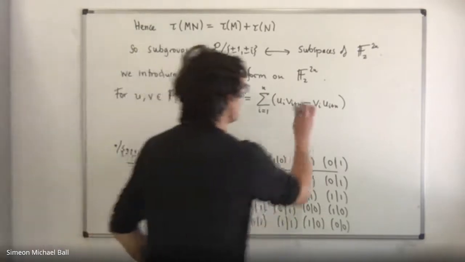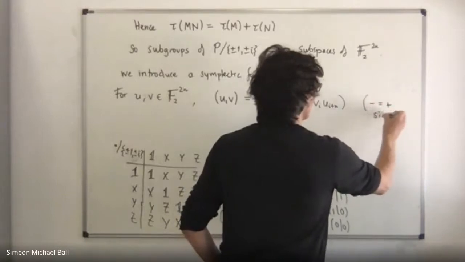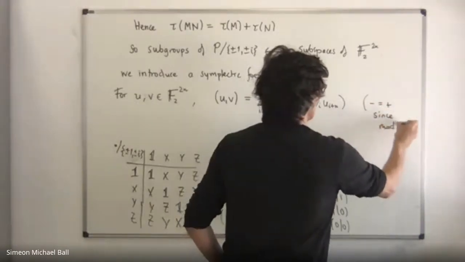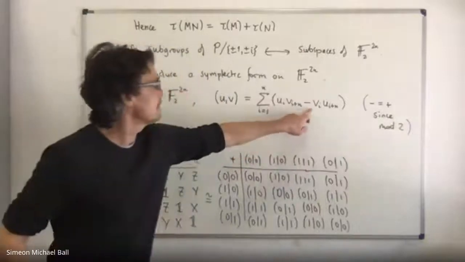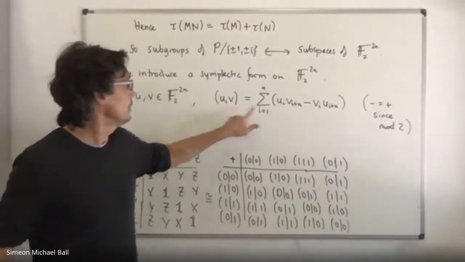Notice that I've put a minus here. Minus is equal to plus in this field, but I emphasize it with the minus, so you see straight away that it's symplectic, i.e. if we put u, u here, we're going to get 0.